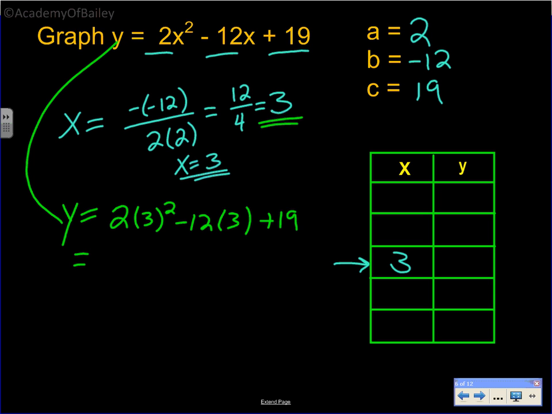You can go ahead and simplify this. I think you should be able to do this in your head because you should know what 3 squared is, which is 9, and then 2 times 9 will give you 18. 12 times 3 is going to give you 36. And then we drop down to 19. 18 minus 36 is going to give us -18. And then -18 plus 19 will give us +1. So y is equal to 1 when the x value is 3.